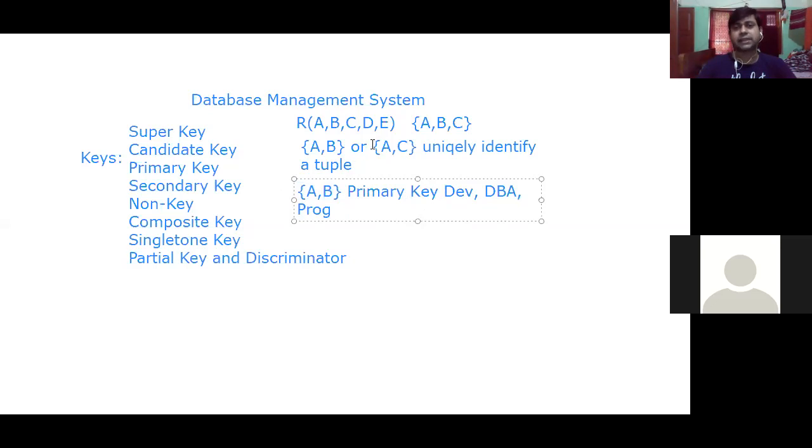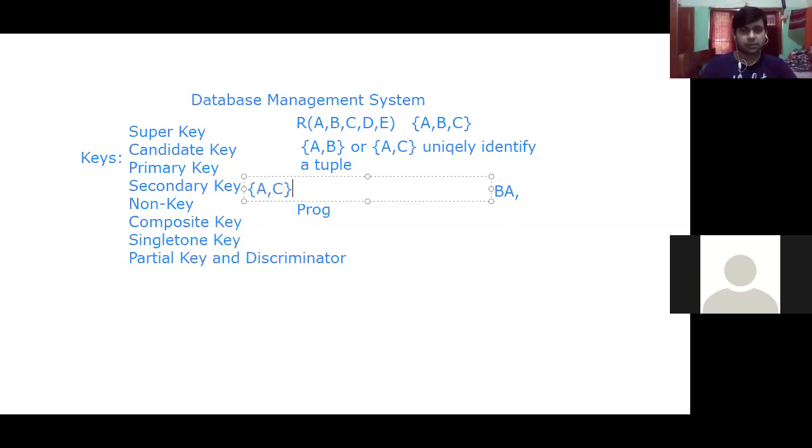So the remaining sets of attributes which were candidate keys will be called secondary key. So here the secondary key example is what? A comma C. So this is the example of secondary key. Why? Because that is left. That is left means AB is chosen as primary key by the developer or DBA or programmer. So the remaining set of attributes which are called candidate key will be considered as secondary key.